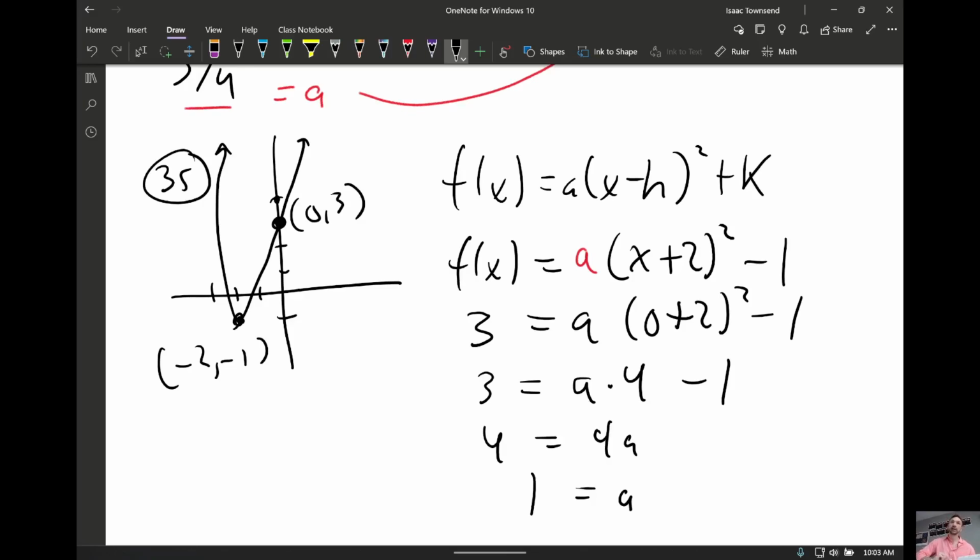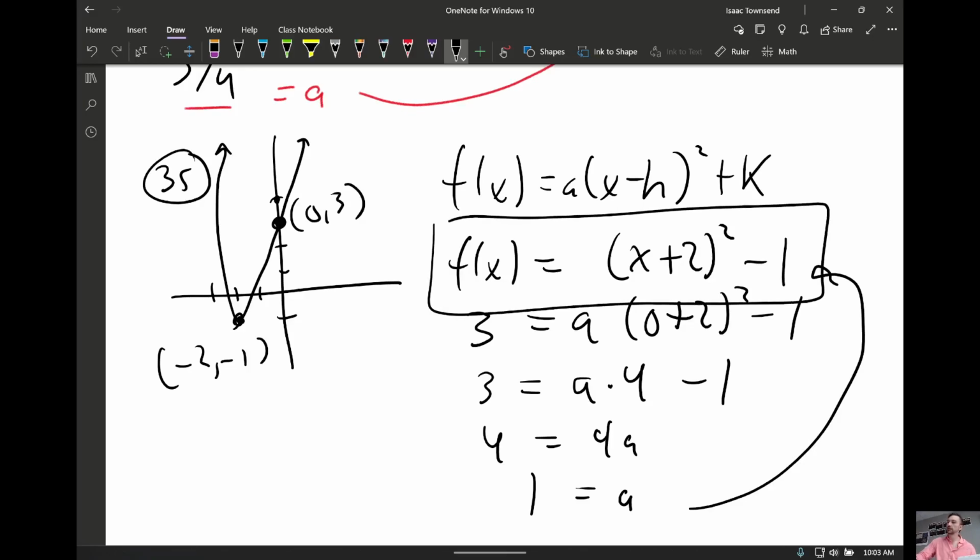And then once you know what a is, you can go back up here and plug in that number. Of course, if it's a 1, I don't need to write it. And then that would be your equation. And if you had a calculator, you could graph it and confirm that it looks like the graph that they gave to you.